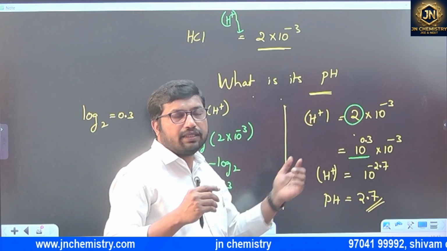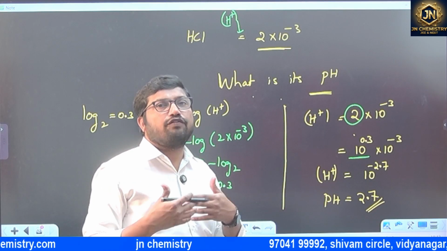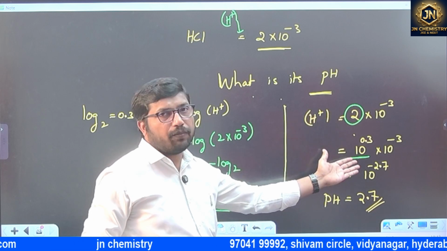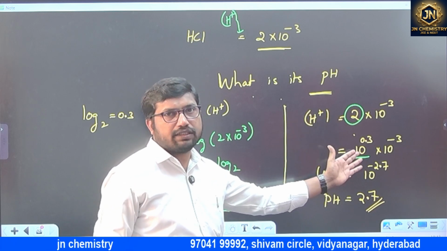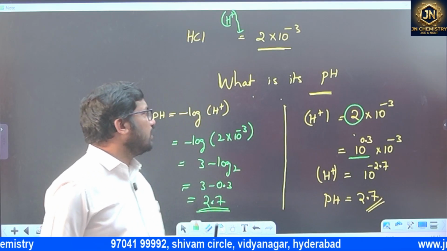Log 2. So log is nothing but what? 10 to the power of x. So here, 0.3, we are just writing 10 to the power. Okay? Got it, Nana? Any doubt?